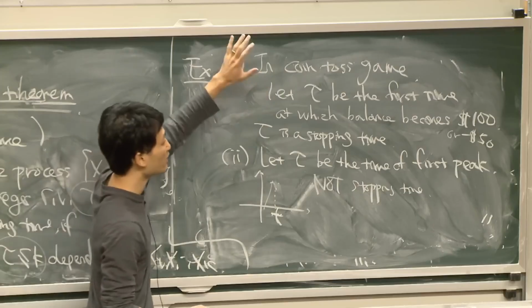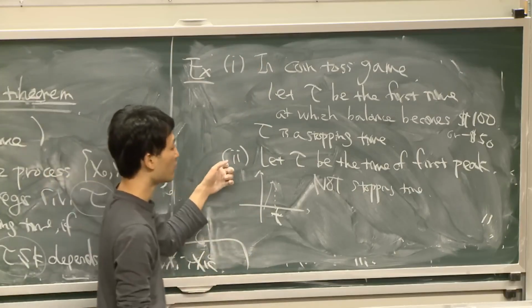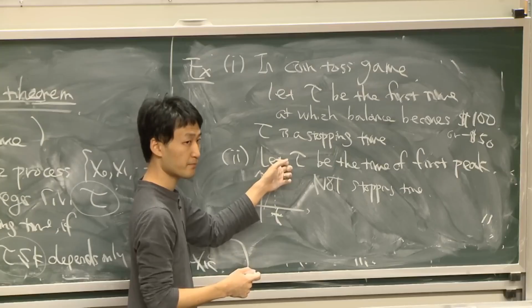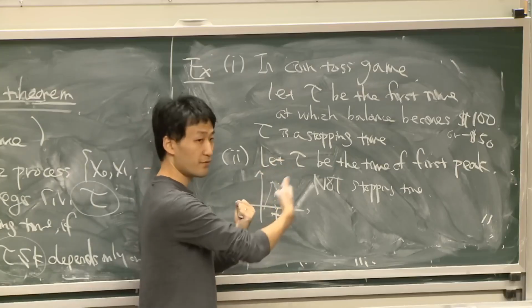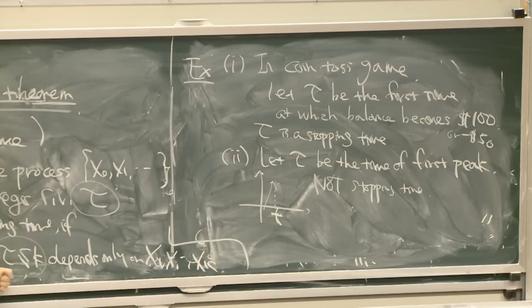In these cases, it was clear. At some time, you know if you have to stop or not. But if you define tau in this way, your decision depends on future values of the outcome. So it's not a stopping time under this definition. Any questions? Does it make sense?